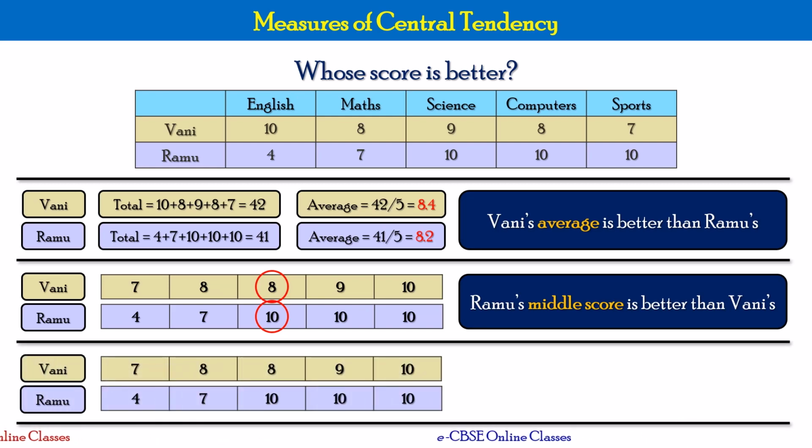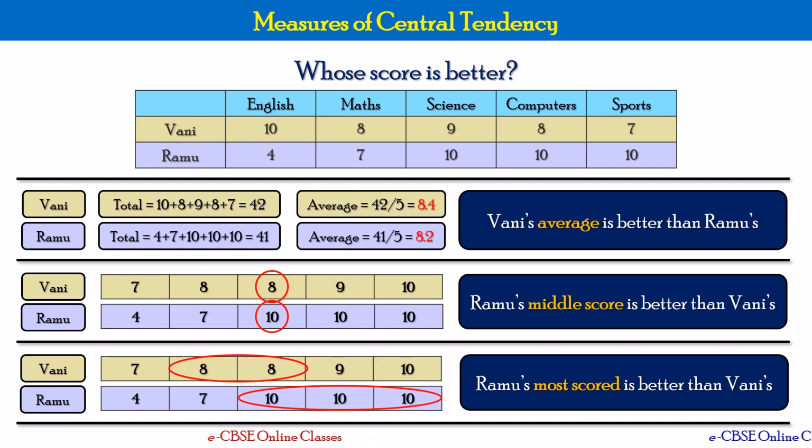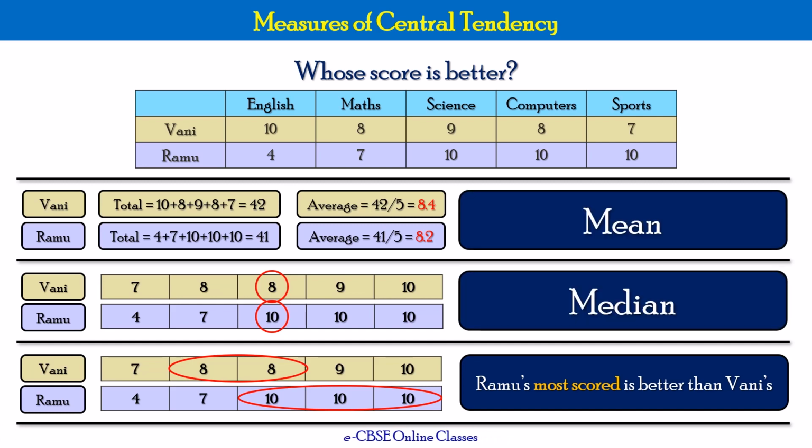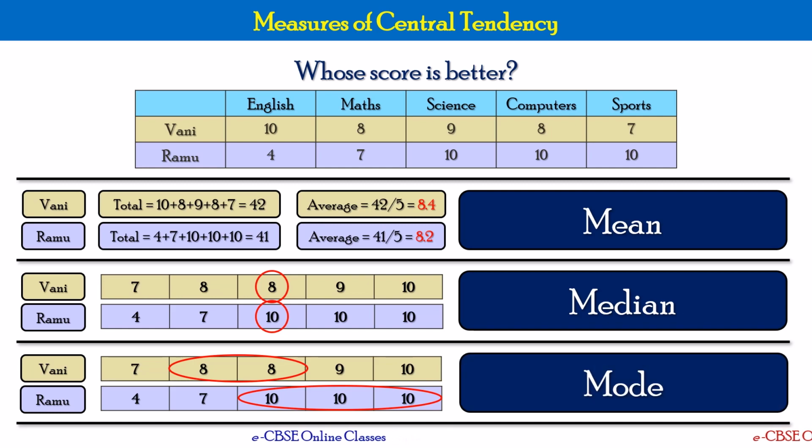Again, using the same sorted data, when we ask the question of what is the number of marks obtained in the maximum number of subjects, 8 is the marks obtained by Vani in the maximum number of subjects and 10 is the marks obtained by Ramu in the maximum number of subjects. That way Ramu's most scored is better than Vani's. So we already noted that average is called mean, middle score is called median and most scored is called mode in the world of statistics.